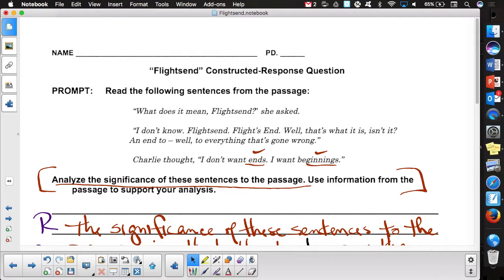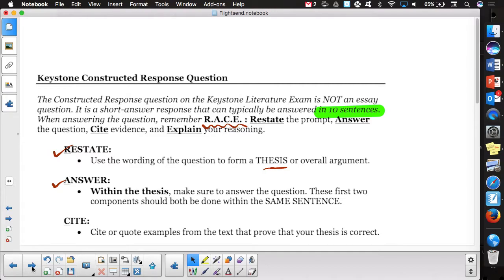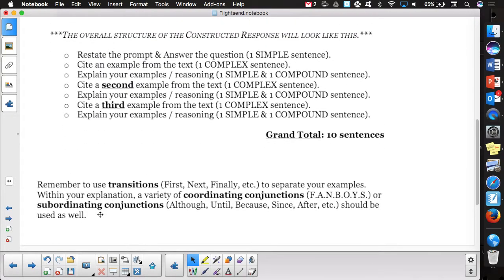On your sheet that has the breakdown of RACE, so restate, answer, cite, explain, I then gave you this kind of structure to follow. Understand, the Keystone people are not looking specifically for a simple, a complex, a compound sentence. You don't have to follow that. But what I would like you to do is at least vary your sentence structure so you're not always using the same ones. So Logan, you mentioned, can I write however? Yeah, I would like that because you're getting a complex sentence taking place with it. Or although, some kind of transitions and things of that nature.